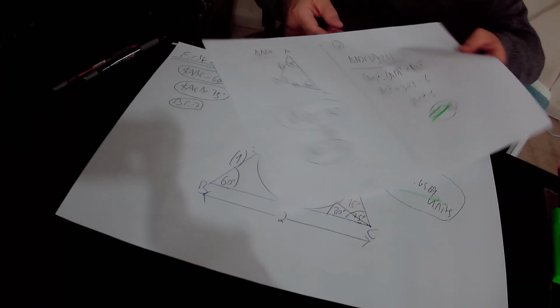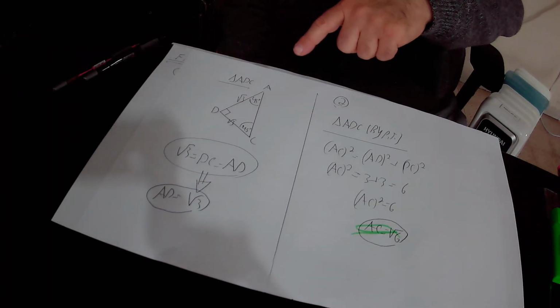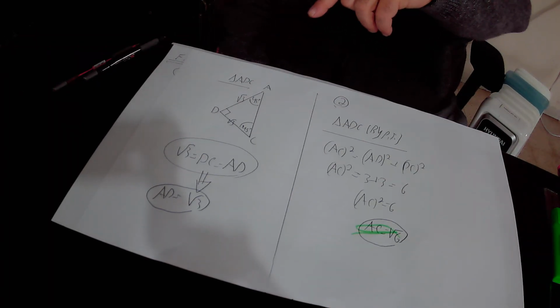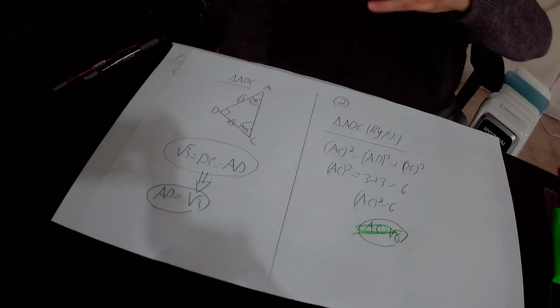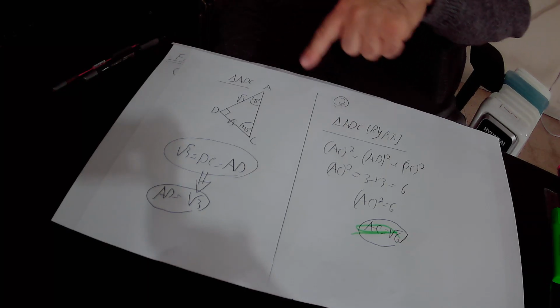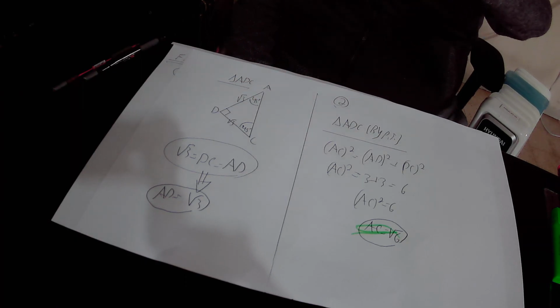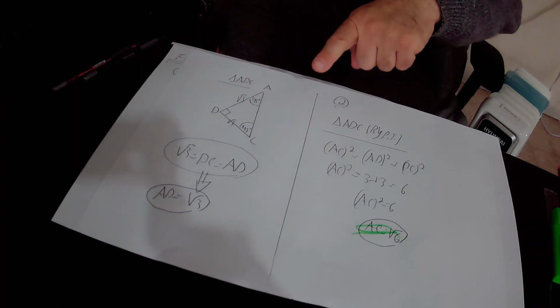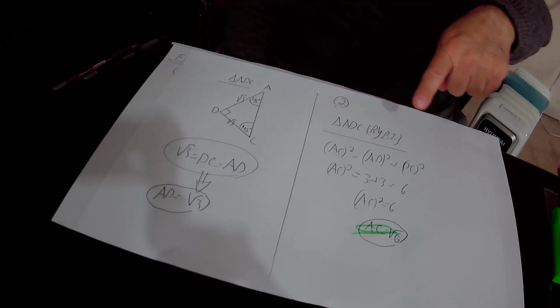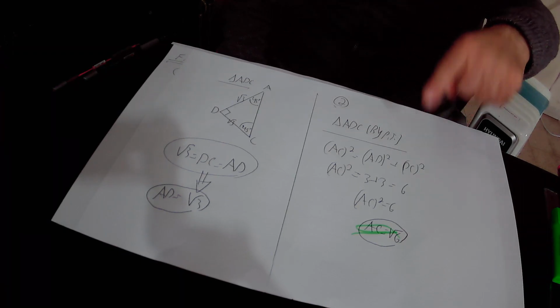Then we continue to focus on the right-angled triangle ADC. Here we implemented the Pythagoras theorem on this right-angled triangle ADC. According to the Pythagoras theorem, AC square equals AD square plus DC square.